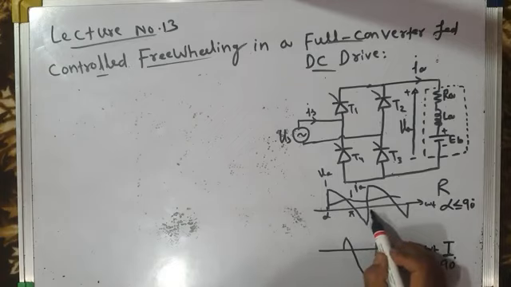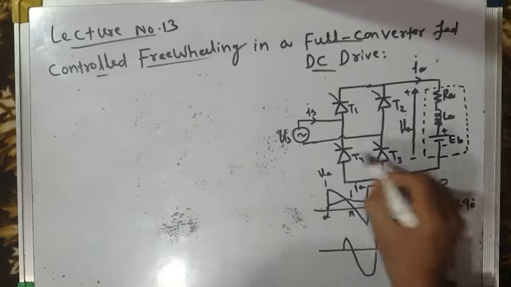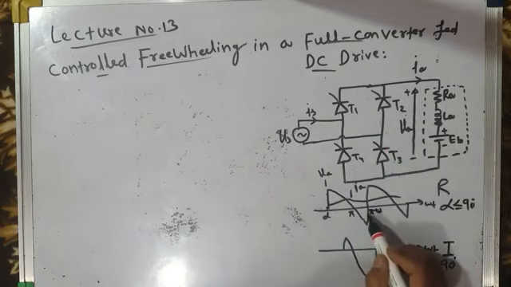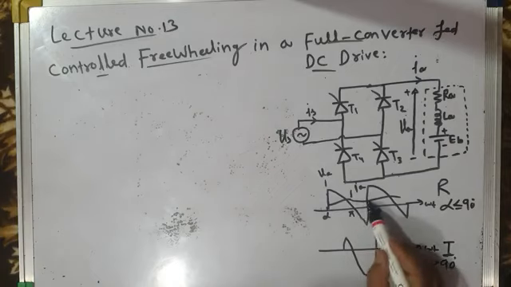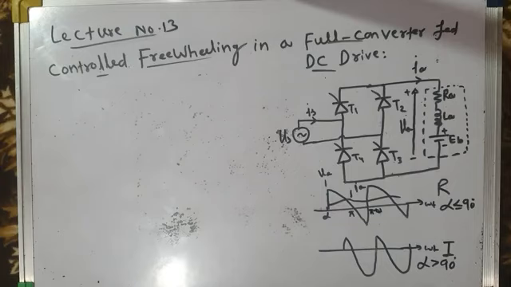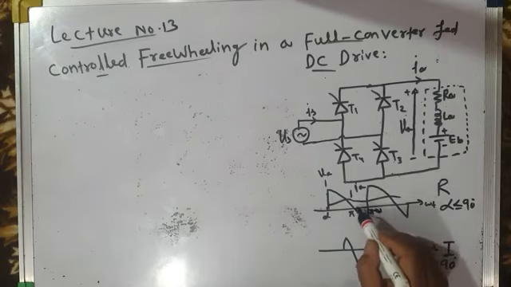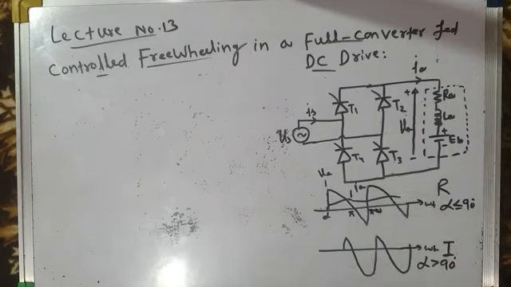What happens from pi to pi plus alpha? From pi to pi plus alpha, the source voltage has already reversed its polarity. Since load voltage is the same as source voltage, load voltage becomes negative. So from pi to pi plus alpha, a small negative segment of voltage is there. Since armature current is positive, but armature voltage now becomes negative, what is armature power? Power is voltage into current. Since voltage is negative, current is positive, so power is negative. What does negative power mean?